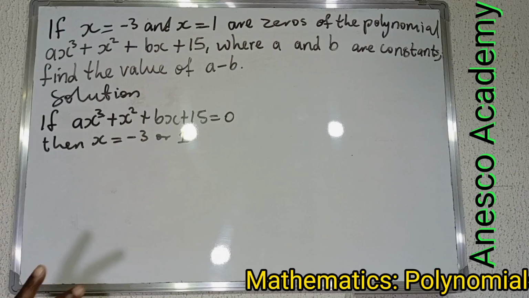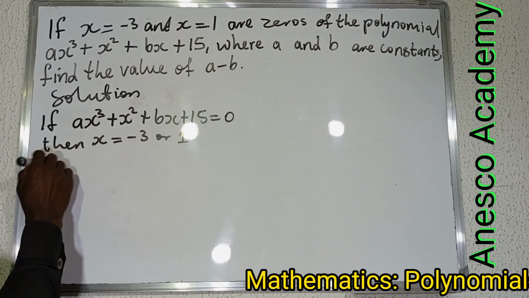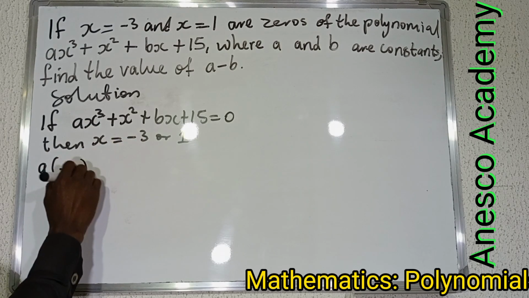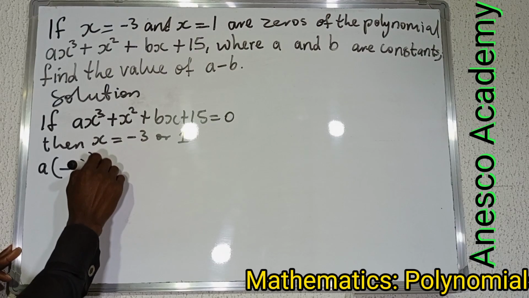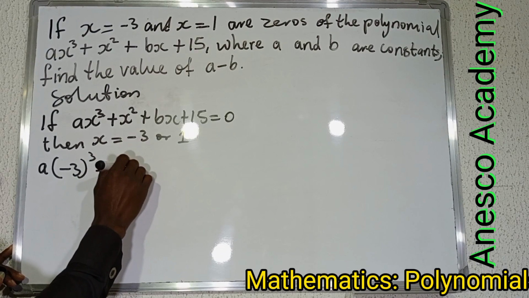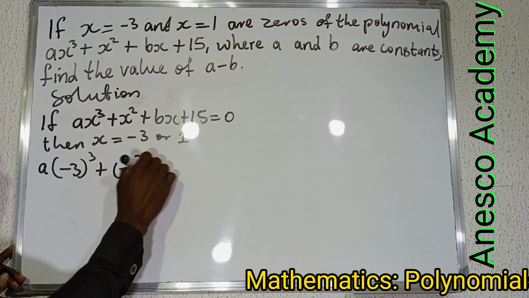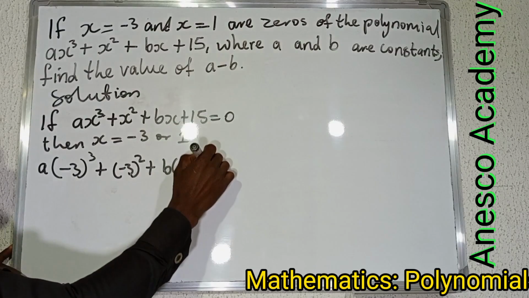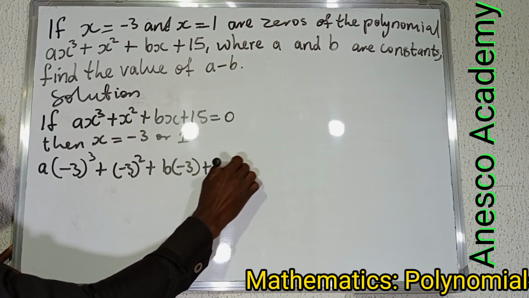1, because x has 2 values, and that will lead to equation 1, equation 2, that simultaneous equation. Here will be a in brackets. Instead of writing x, it will now be -3 raised to the power 3 plus -3 raised to the power 2 plus b times -3 plus 15 is equal to 0.